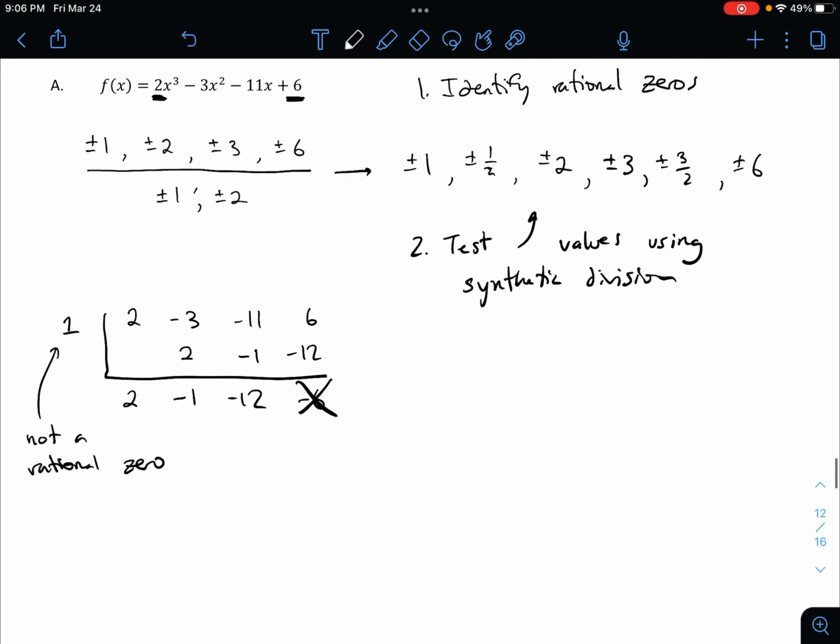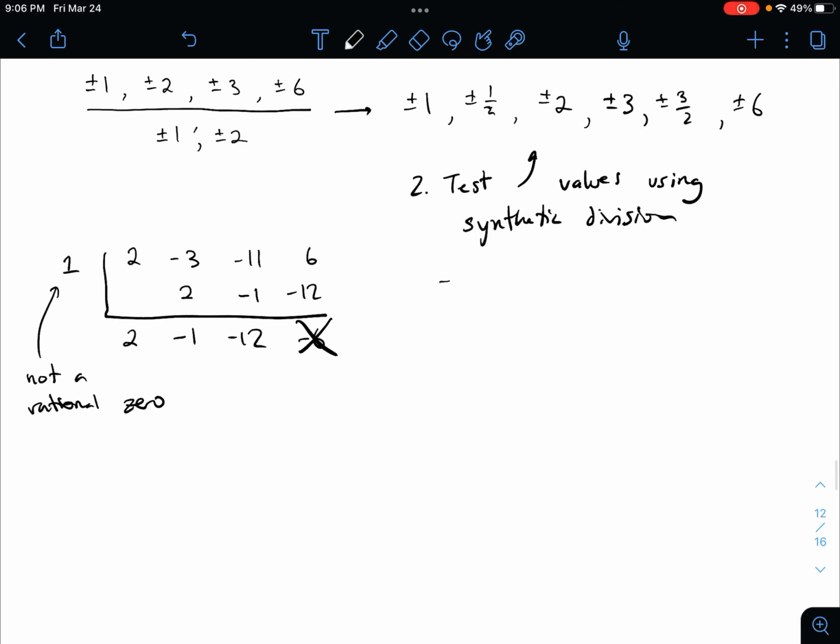All right, and you can keep doing this until you find successfully one of these values that works. Now when you do this, you're going to find a few of these options end up working. But again, you only need one to work before you can go to one of your normal factoring methods. So if we keep trying this, we can try the negative 1. I'm going to kind of do this at a quicker speed. 2, negative 3, negative 11, and 6. Bring down the 2, multiply, add, and that's 12. So 1 doesn't work. Sorry, negative 1 does not work.